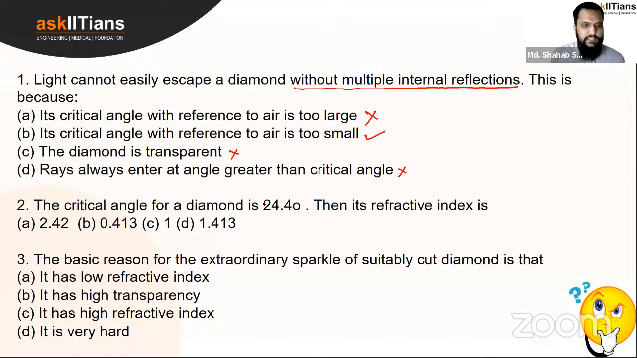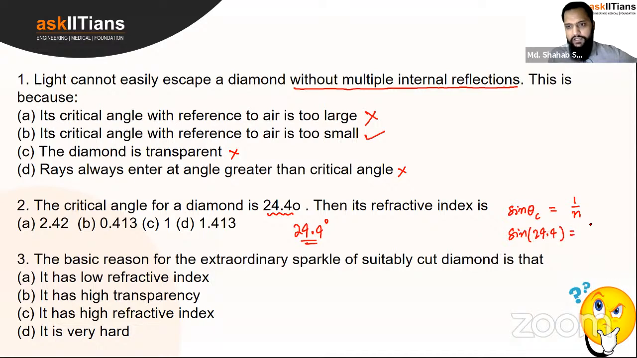Okay, now let's move to the second question, guys. The critical angle of diamond is 24.4 degree. Please understand, 24.4 degree. Very, very small critical angle, right? Then its refractive index is very easy to find. What we will do, we will write sin theta C is equal to 1 by n, right? So from here, sin theta C, that is what is given. Theta C is given 24.4 degree. So sin 24.4 degree is equal to 1 by n. So from here you can find refractive index easily. n is equal to 1 by sin 24.4 degree. Now you take calculator, find the value of sin 24.4 degree, and then when you will solve 1 by sin 24.4 degree, you will get it 2.42.